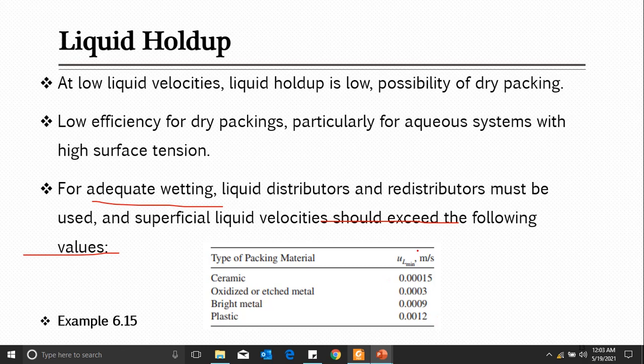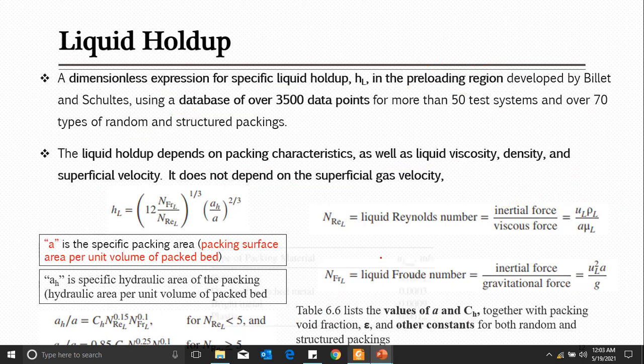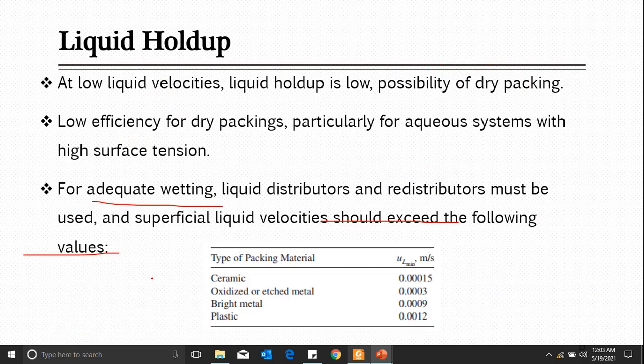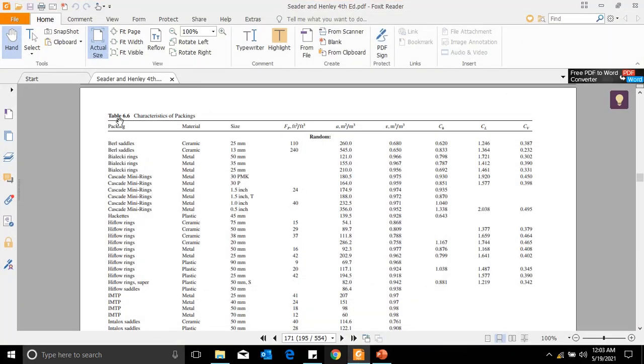So that's it related to the calculation of liquid hold up by using this equation. If you are given the data for various packings, you can find the liquid hold up, and example 6.15 describes the use of this equation. Kindly solve that example after going through this. Before I finish, I will go to your textbook to show you table 6.6 related to various properties of these packings.